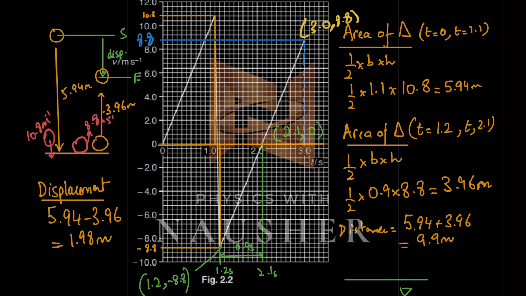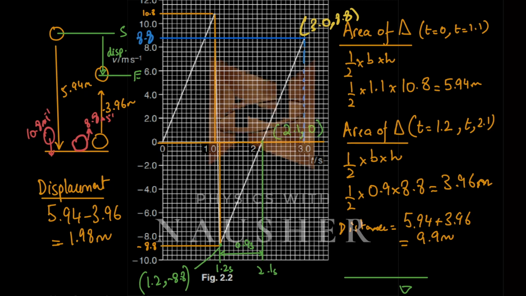The first part says, without calculation, you have to explain how the velocity is varying between 0 and 2.1 seconds. So you can clearly see that your velocity is increasing at a steady rate, and then at 1.1 second you hit the ground, then you rebound at 1.2 seconds, and you travel up until you hit maximum height at 2.1 seconds. So let's have a look at the answer.